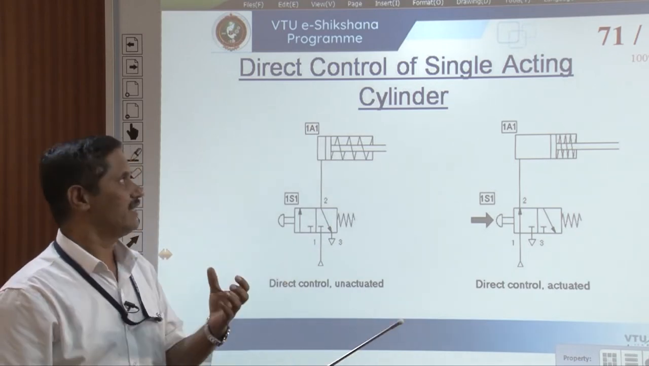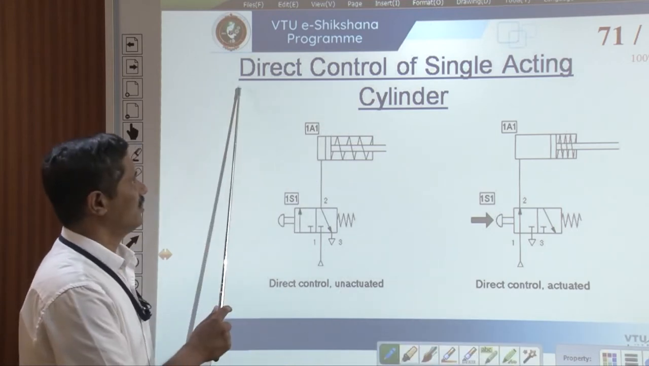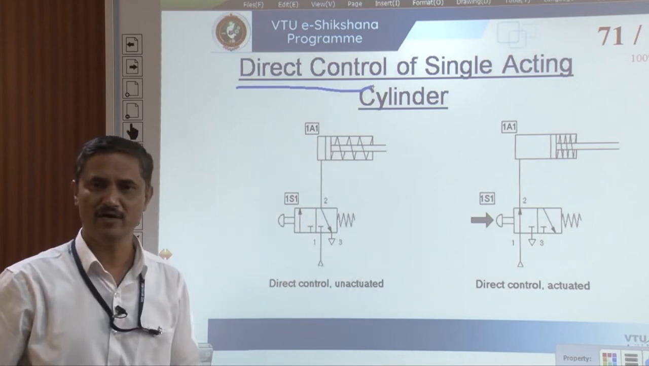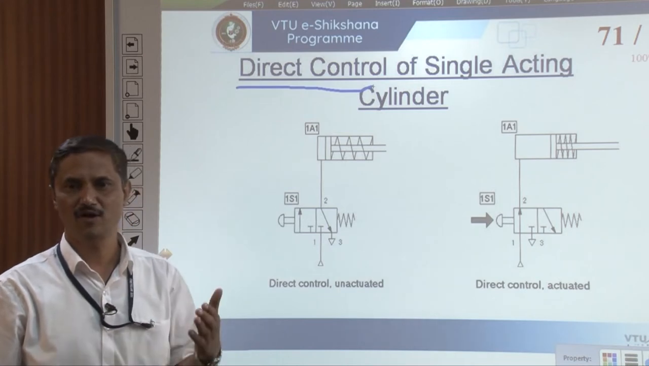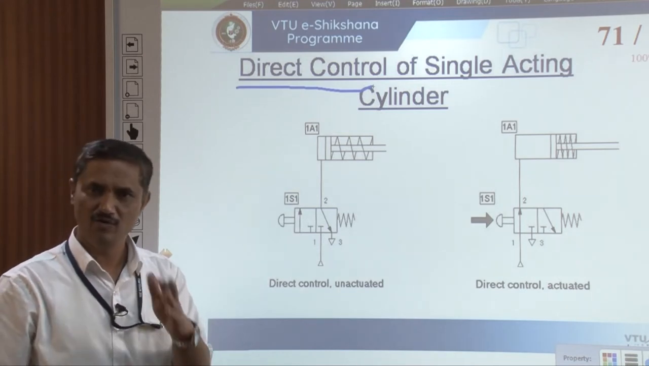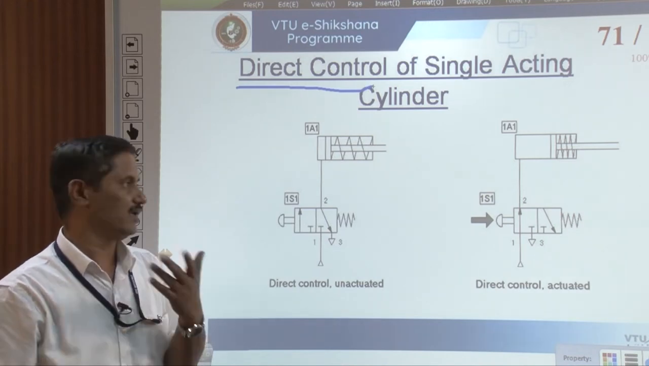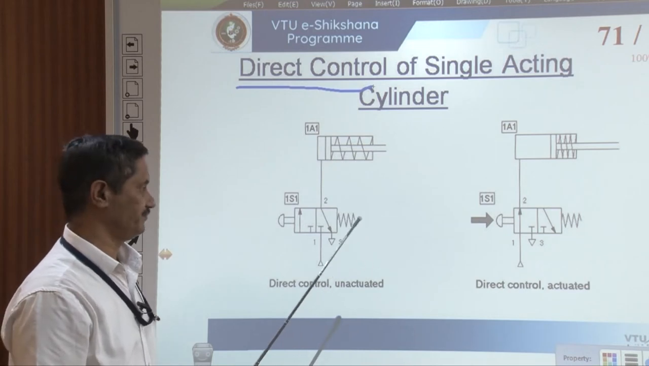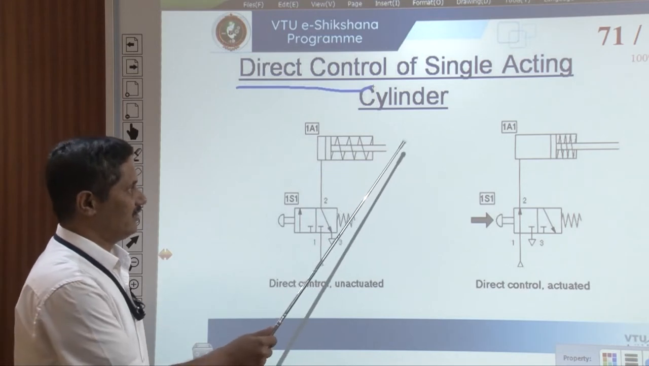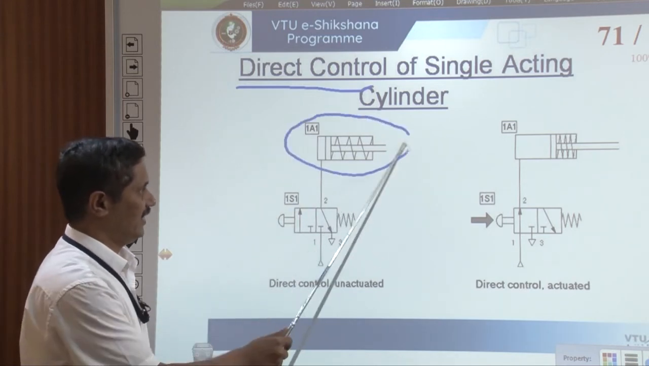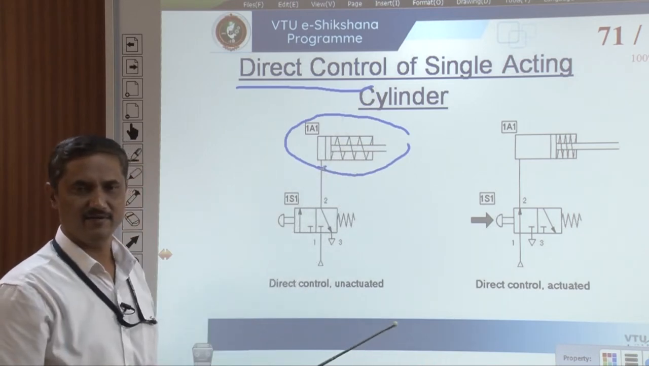Let me say direct control, the word direct control. Direct and indirect control is one important area a student has to understand. What is the meaning of direct control and what is indirect control, and how a simple circuit is drawn for direct and indirect control. The figure shows a direct control single acting cylinder. As I told you, there is a spring and only one port here, which means it is a single acting cylinder.